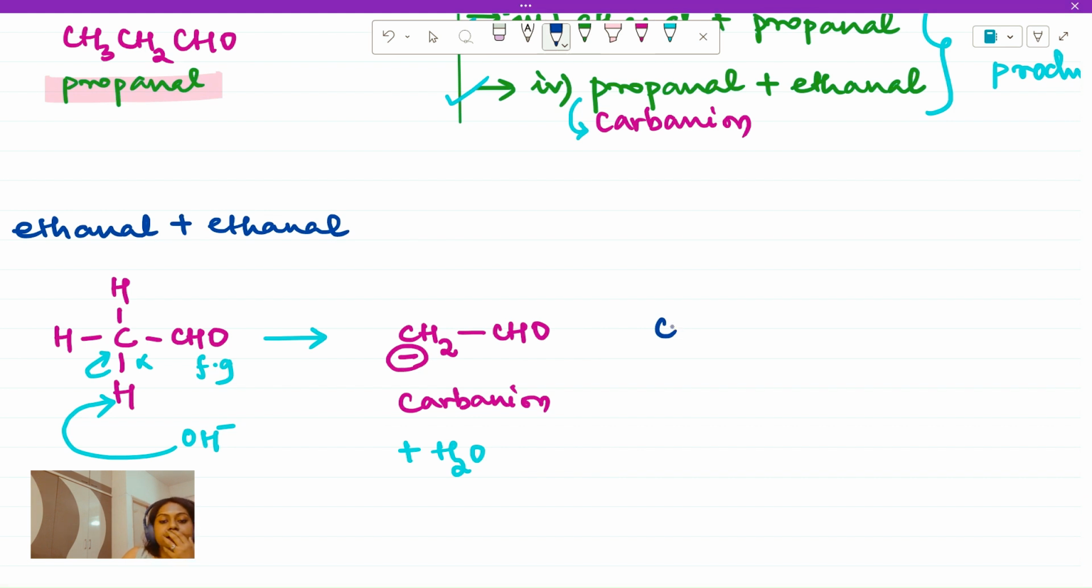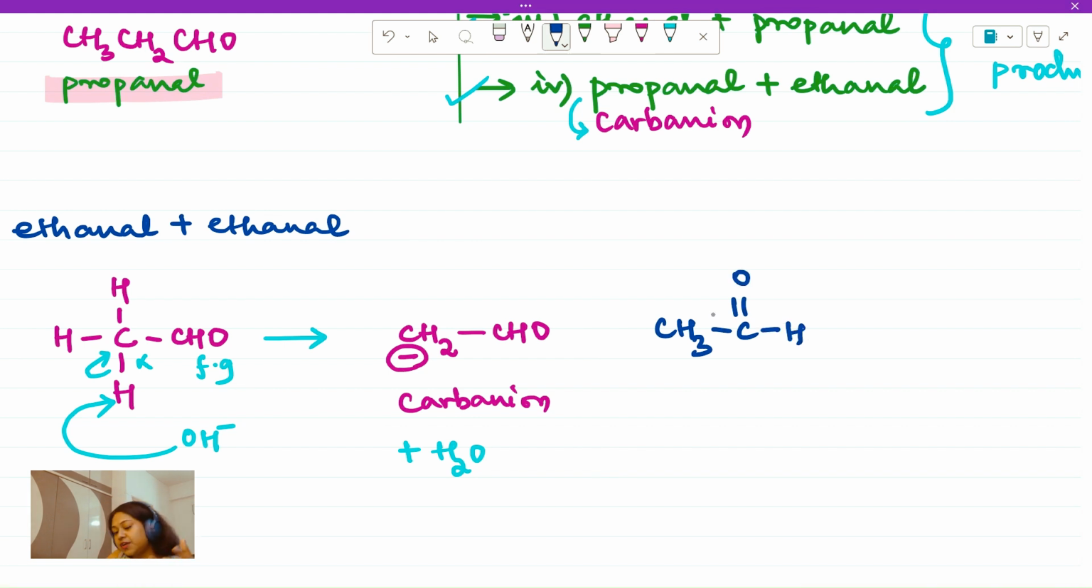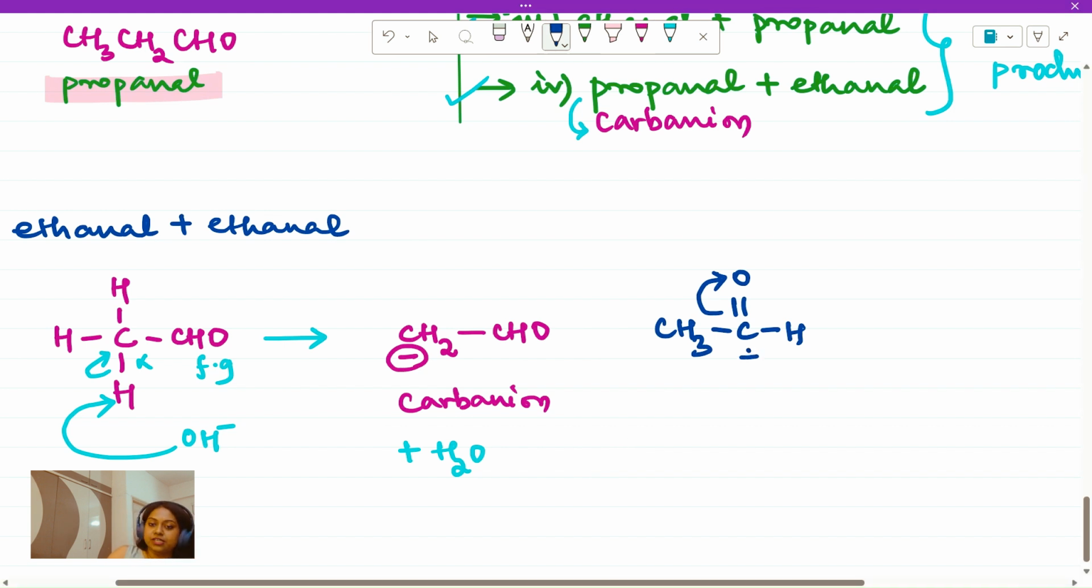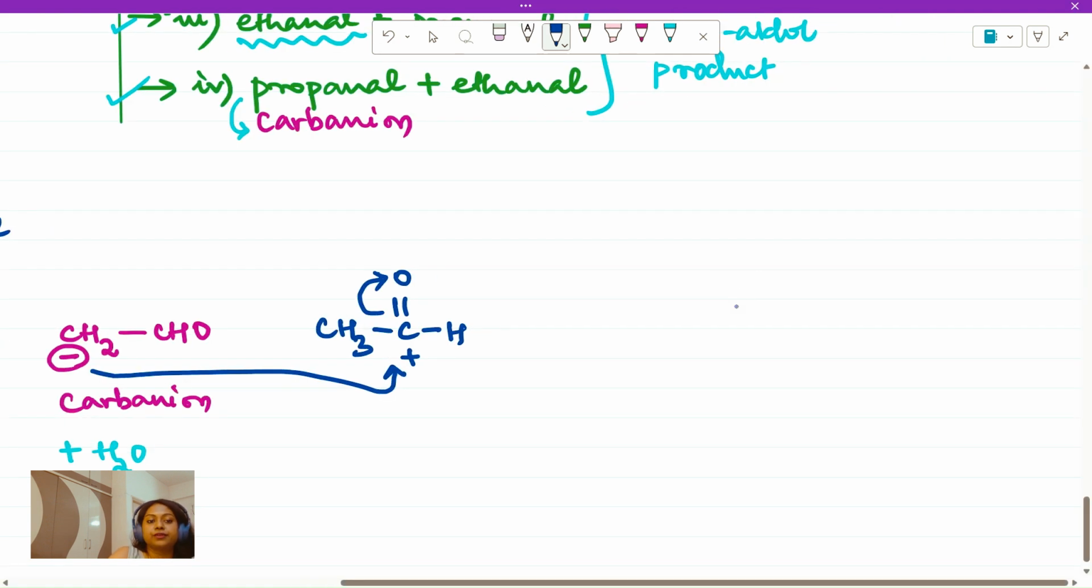So when you get CH3CHO, I'll write it opened up. What happens here? What happens here in the second molecule of ethanal? If you remember, this double bond goes to oxygen. Oxygen gains a negative charge. As a result, carbon center of the carbonyl becomes positive, right? So what is the next step? This carbanion can attack the carbon center of the carbonyl of another molecule of ethanal.